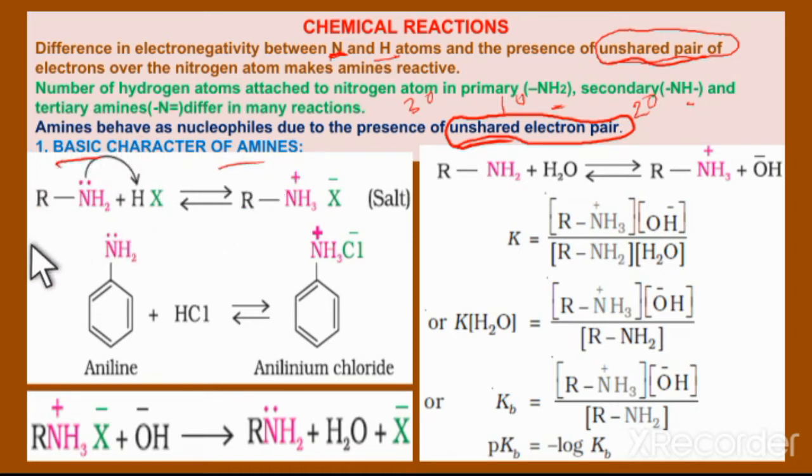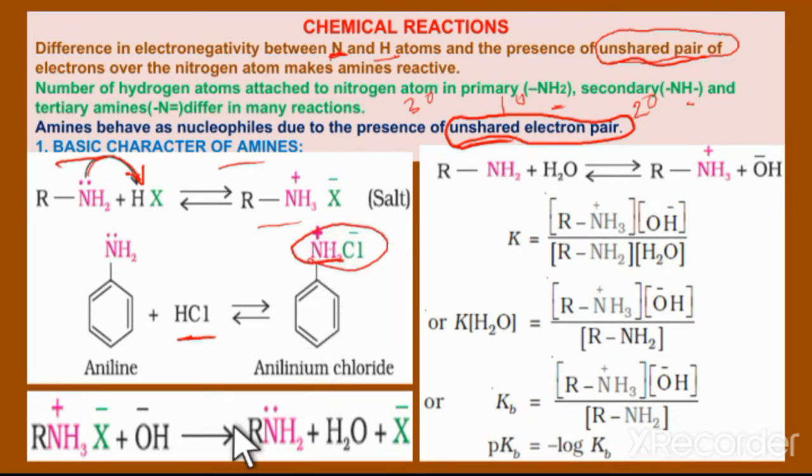Amines act as bases according to Lewis, because the nitrogen has a pair of electrons which it can donate, and so acts as a Lewis base. Now a simple alkylamine, when treated with a hydrogen halide, forms a salt, an alkyl ammonium salt. Aniline, when treated with hydrochloric acid, forms anilinium chloride.